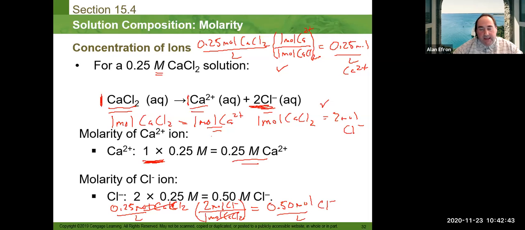It really is that mole to mole relationship. We're really canceling out the units and doing some dimensional analysis. Any questions on how we got to that there?